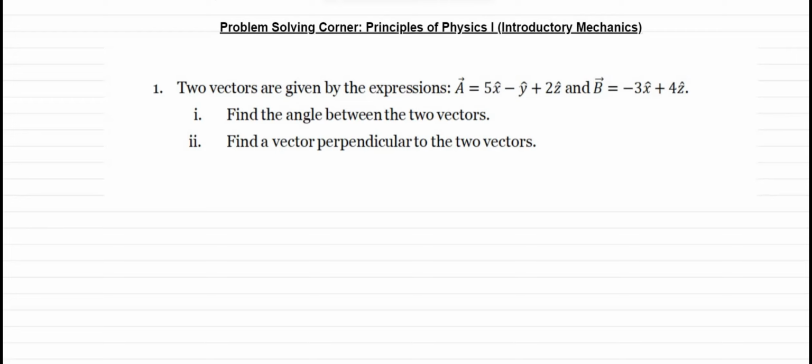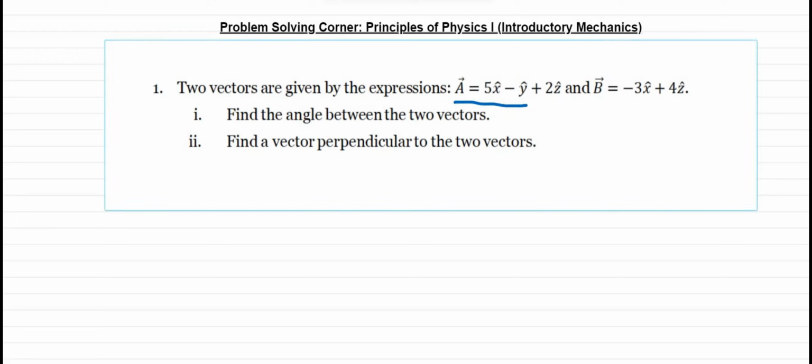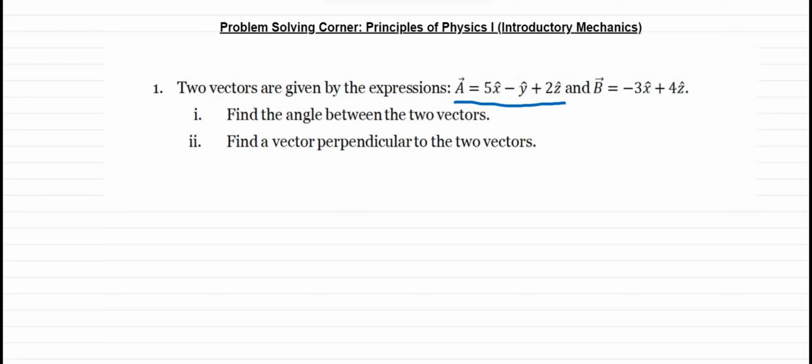It says that there are two vectors given by these expressions. A equals 5x minus y plus 2z, that is, 5 x hat minus y hat plus 2 z hat. This x, y, and z are not variables, but the unit vectors corresponding to the x direction, y direction, and z direction respectively. The second vector is minus 3 x hat plus 4 z hat.